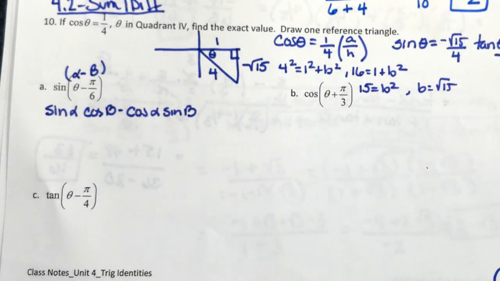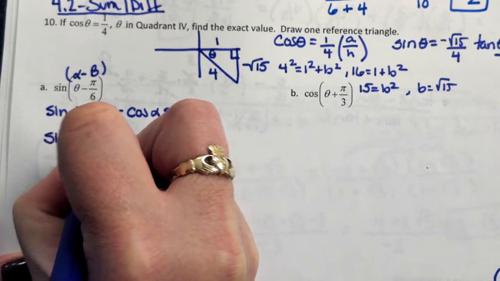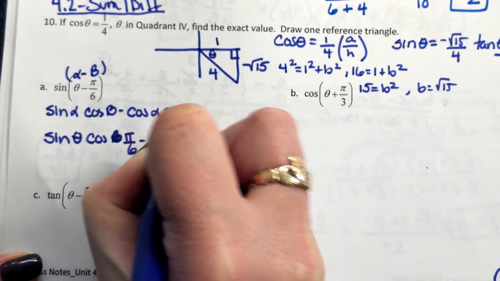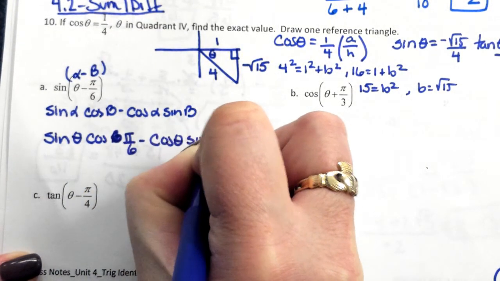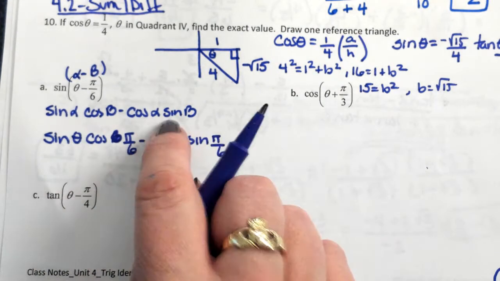Now what we want to do is now substitute. Anywhere you see an alpha, I'm going to plug in a theta. Anywhere I see a beta, I'm going to plug in a pi over 6. So I'm going to recopy my formula as the sine of theta cosine of pi over 6 minus cosine of theta sine of pi over 6. And we don't put the negative in between the pi over 6? No, because these are all multiplied together from the formula.